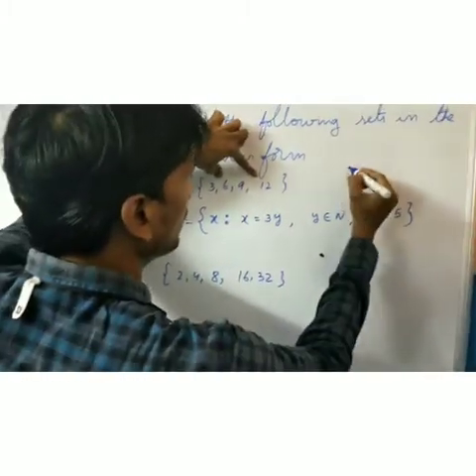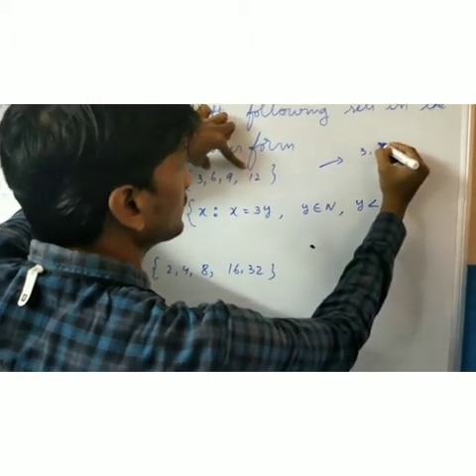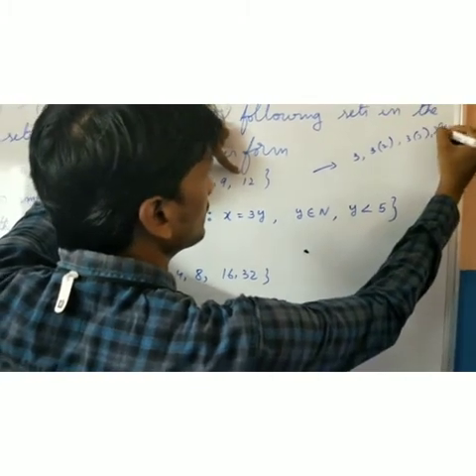So in detail we can write here: 3 ones are, 3 twos are, 3 threes are, 3 fours are.